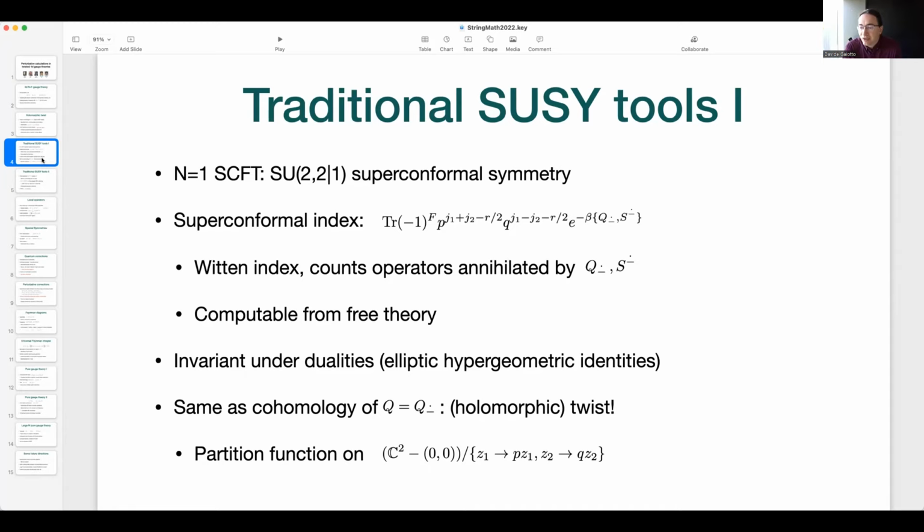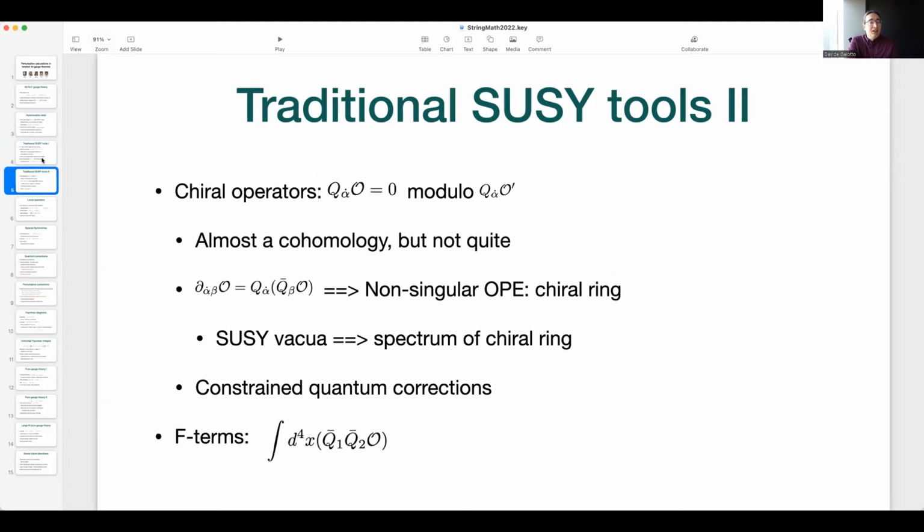So the holomorphic twist still makes sense even if the theory is not conformal. Another useful perspective is to look at another tool which has been commonly used to study four-dimensional N=1 theories, which is the chiral ring.